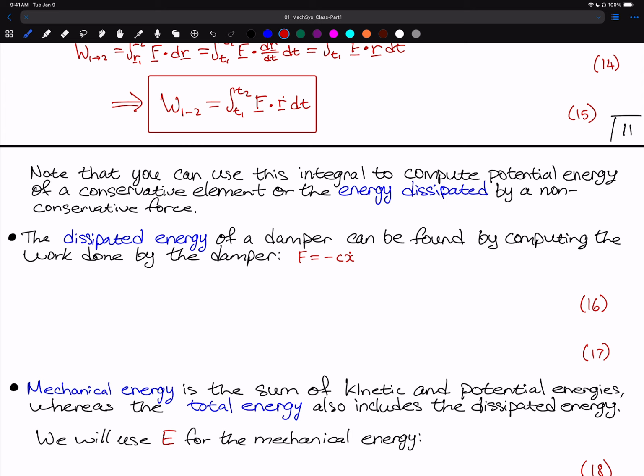When you account for the fact that the force due to a damper always opposes the direction of motion, meaning that if x dot is positive, the force is going to point in the negative direction. If x dot is negative, if it's moving in the negative direction, then the force is going to point in the positive direction to oppose that motion.